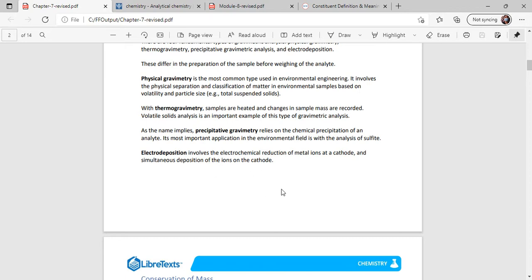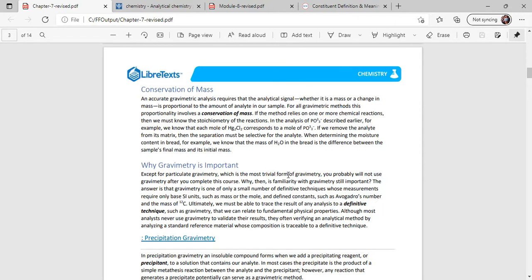Now, your conservation of mass. An accurate gravimetric analysis requires that the analytical signal, whether it is a mass or a change in mass, is proportional to the amount of your analyte in the sample. In a gravimetric method, this proportionality involves the conservation of mass. If the method relies on one or more chemical reactions, then we must know the stoichiometry of the reaction. In the analysis of your PO3, described earlier as an example, we know that each mole of Hg2Cl2 corresponds with a mole of your PO3.